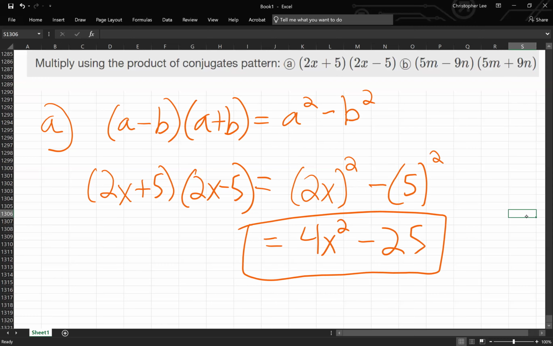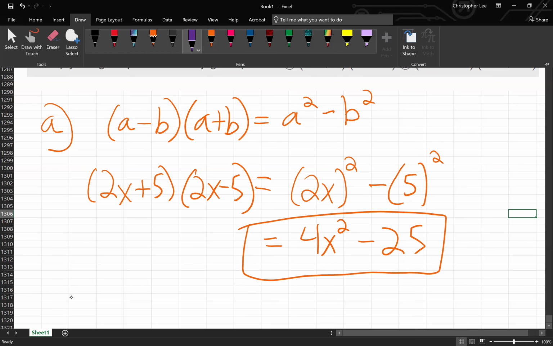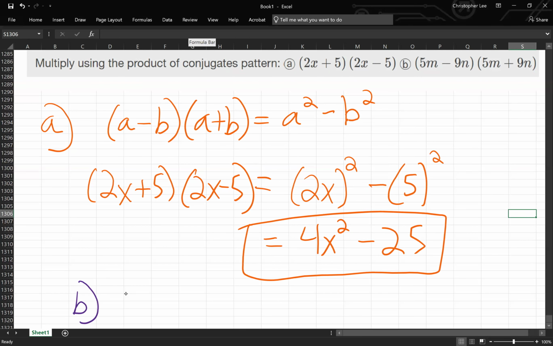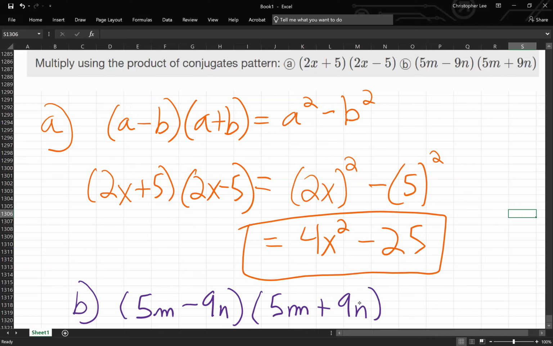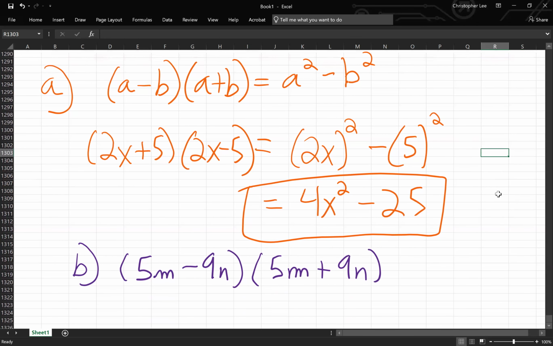Questions on this? Good. All right, let's look at B real quick. You do not have to go as fast as me. Take your time. Even I'm up here making mistakes going too fast. Take your time when you're doing these. The formula is right up top there, right? A minus B times A plus B becomes A squared minus B squared. So what's my answer for this?